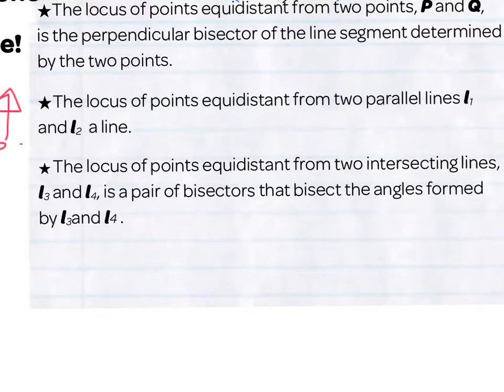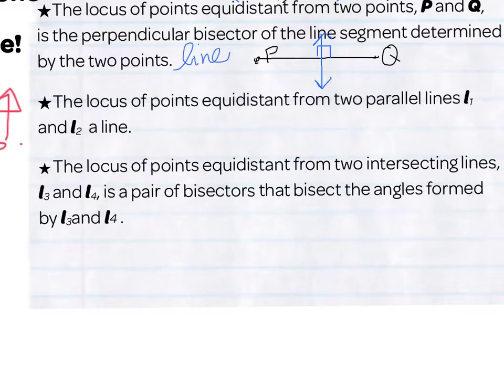Number 3, the locus of points equal distance from 2 points. Let's make 2 points. There they are, points P and Q. Okay, is going to be the perpendicular bisector of the line segment determined by the 2 points. So basically what that means is take these 2 points, make a segment to connect them. All right, so there's a line segment. And the locus of points is going to be this line, which is a perpendicular bisector, thus this is a right angle. So every single point on this line is the locus of points for these 2 points. So this one actually is a line. So this locus is a line.